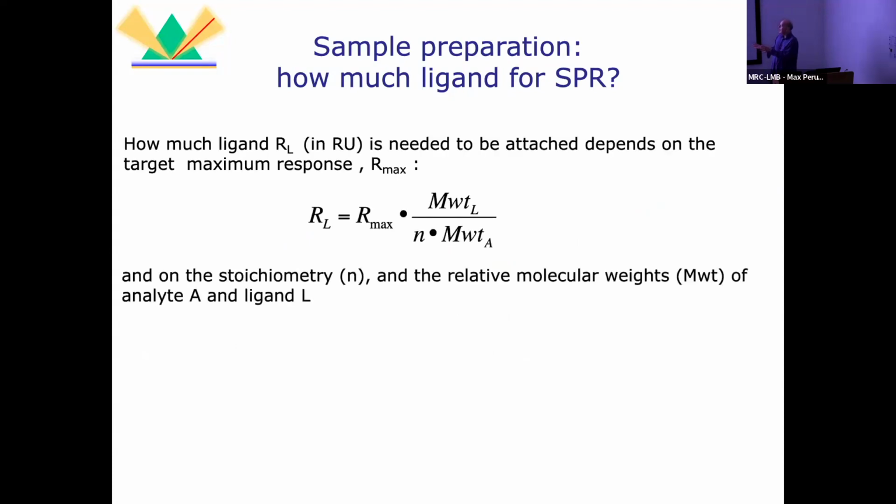The amount of ligand you put on depends upon what you want to get in terms of the maximum response, relative to the mass of the ligand over the analyte. So you can imagine if you have a very small analyte, like a small molecule, say 500 Daltons, and you want to bind that to, say, a 200 kilodalton protein, then you're going to need a lot on the surface to get a good response. Conversely, if you've got a small protein binding onto a complex, then you don't really need very much of the small protein to get a good signal.